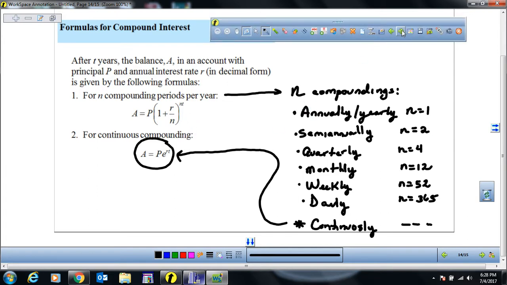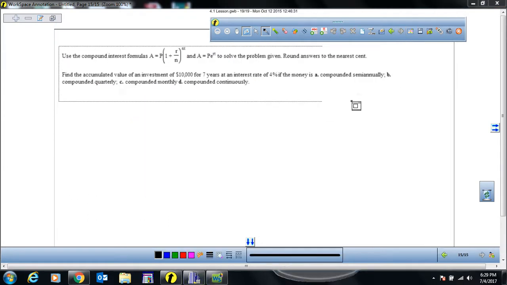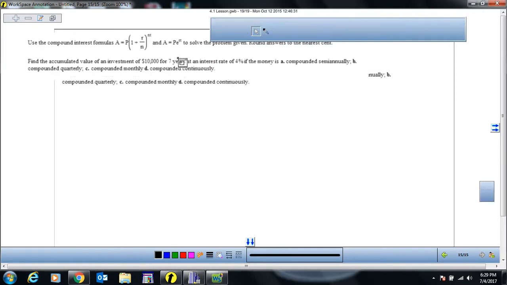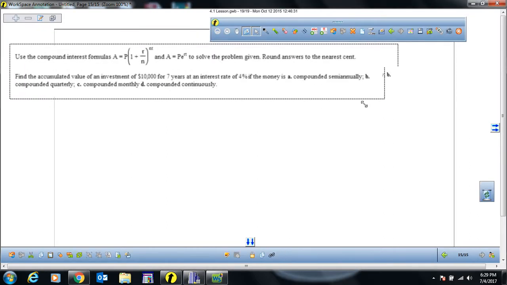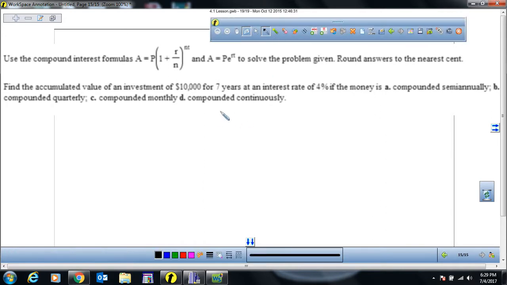Now we're going to answer the following questions with this compound interest formula. We're going to use the compound interest formulas, A equals P times 1 plus R divided by N, raised to the NT, and A equals P times e raised to the R times T, to solve the given problem. Round the answers to the nearest cent. The question is to find the accumulated value, so it's asking you to find the value of A. That's basically how much money I'm going to have in my account.